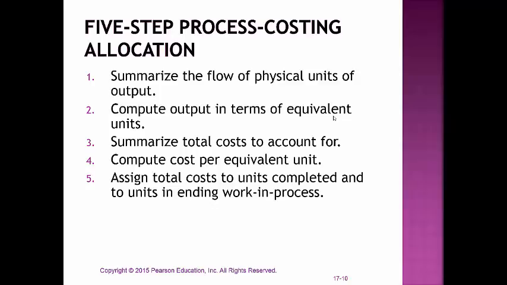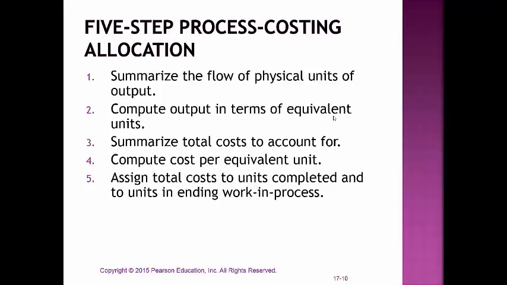Step 3, summarizing our total cost to account for. Again, we've got direct materials and we've got conversion cost, and we're going to show those totals on our process costing forms, and then we're going to use those values to divvy up where they need to go. Step 4, computing the cost per equivalent unit. Basically, we're going to take those total costs and divide them by the equivalent unit quantities and get a cost per equivalent unit. It's fairly easy. You'll see it here in a minute.